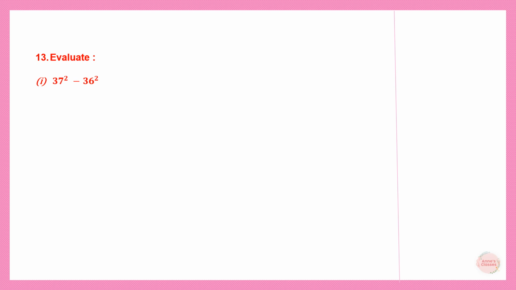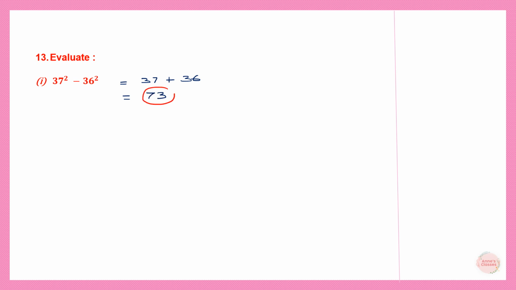Question 13, let's evaluate. Now this is a simple one. Again, we learned this as a property. You don't have to multiply this twice and this twice. Instead, straight away you can say 37 plus 36. That will give you your answer. And that is 73. So when you add up these two numbers, you get 73.